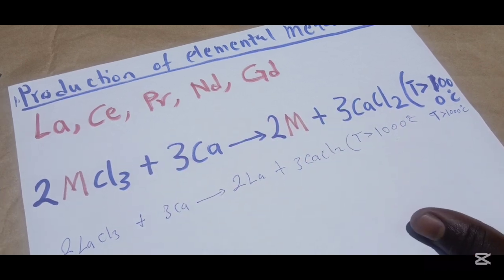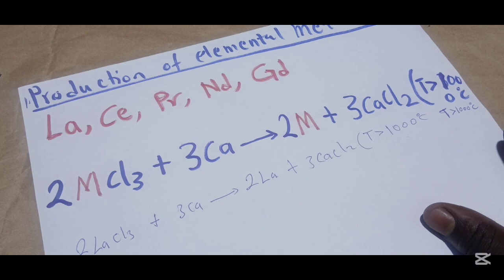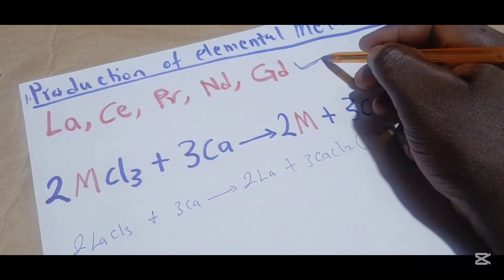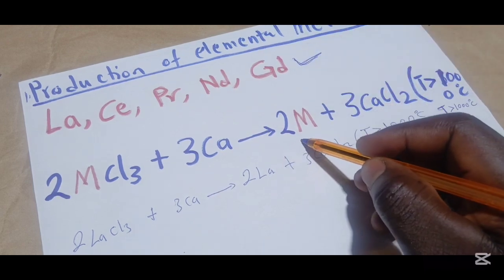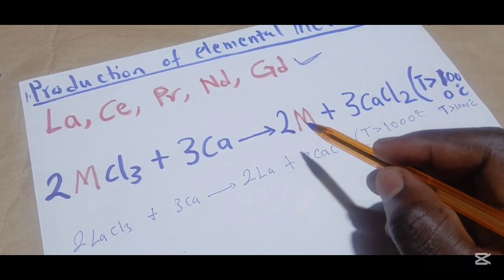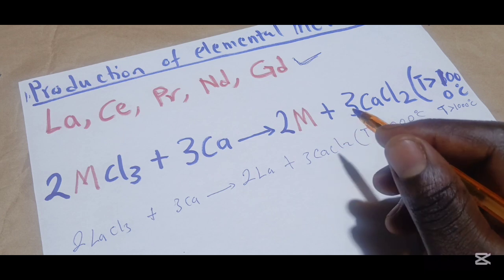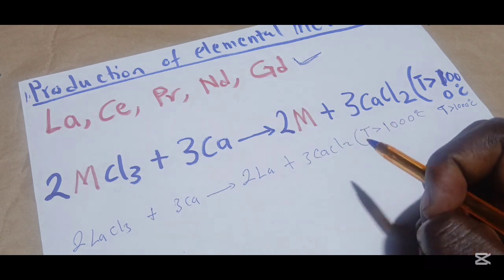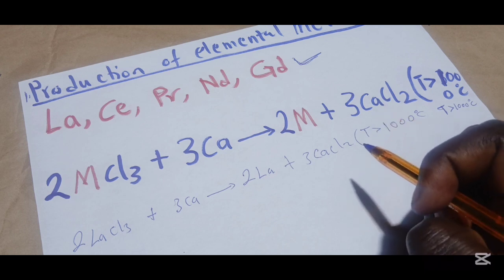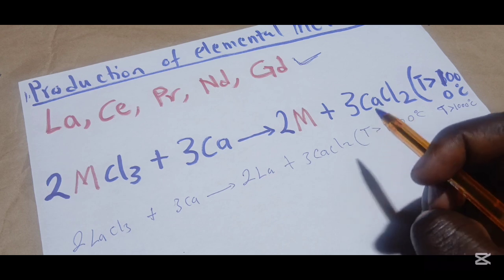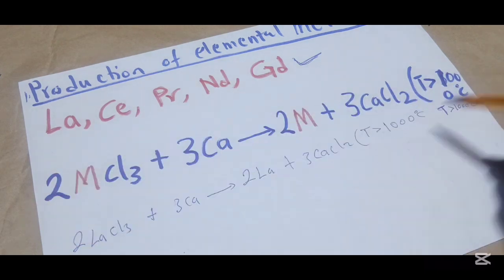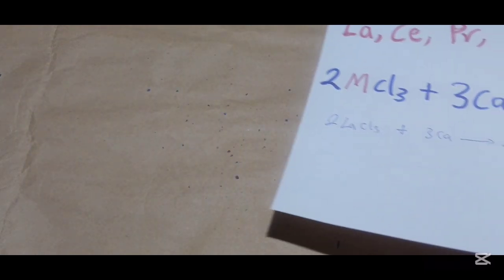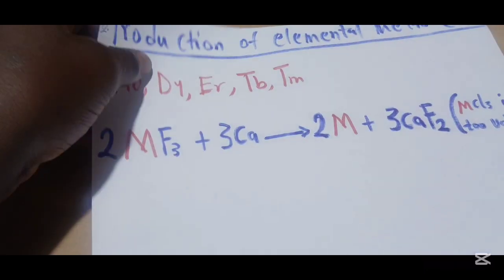So let's look at the rest. We are going to look at how each of the elements can be produced elementally. So far, the easier way to keep this in mind, the elements that can be produced using this equation elementally, is La, Ce, Pr, Nd, Gd. I think it sounds somehow, I don't know how to say it, but I think it might help you in that way. So La, Ce, Pr, Nd, Gd with this equation. So let's look at the other ones, how they can be produced.